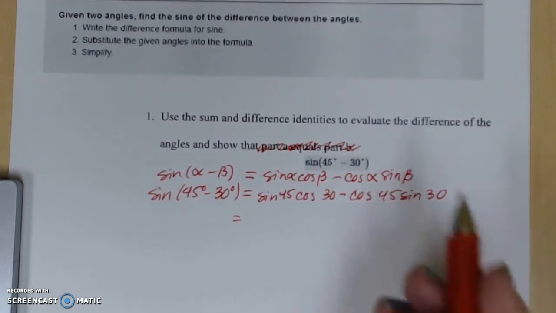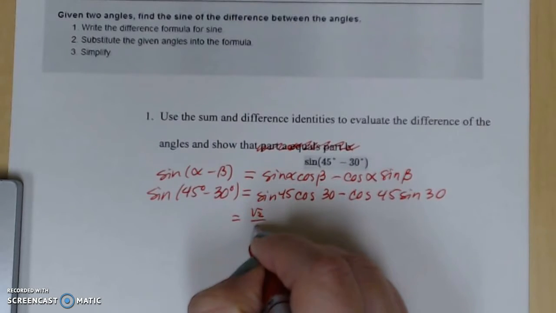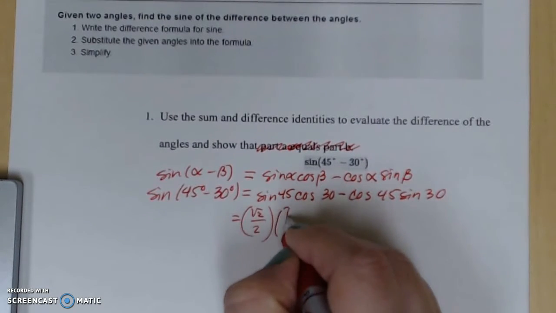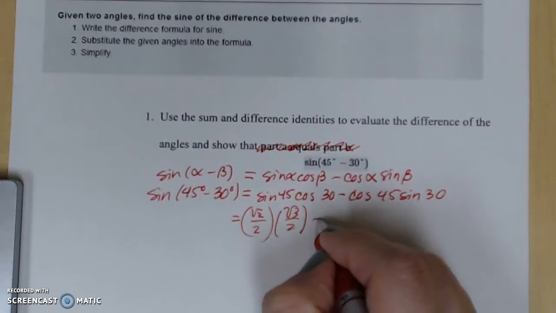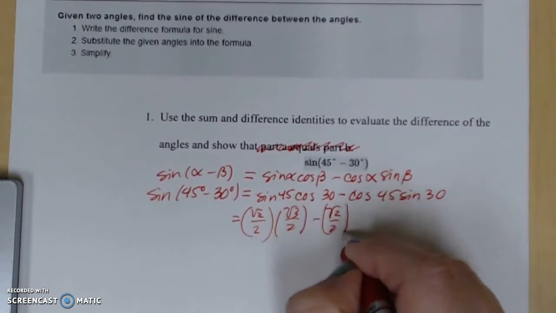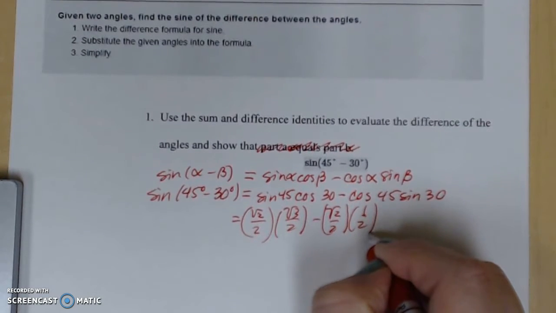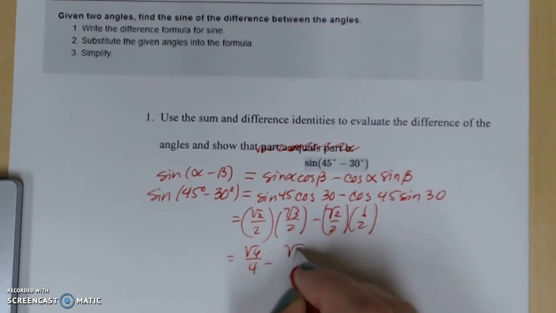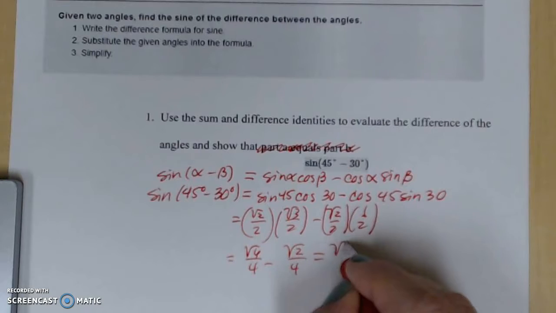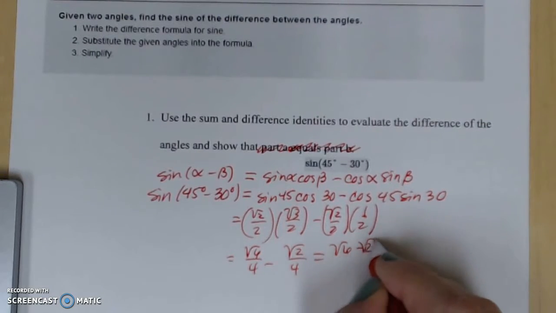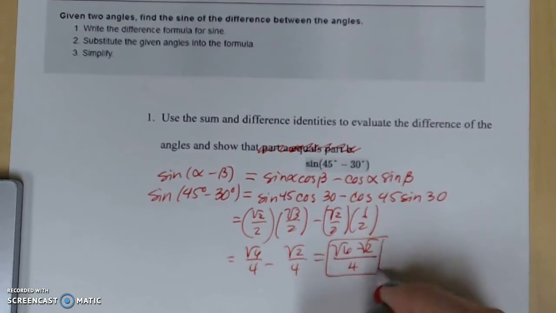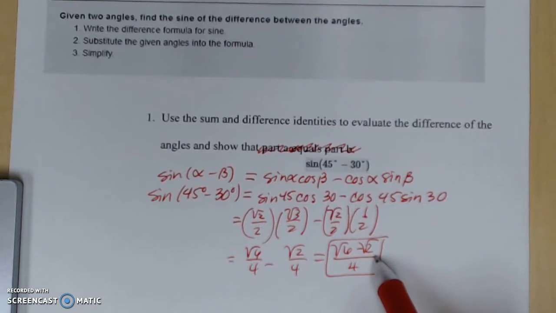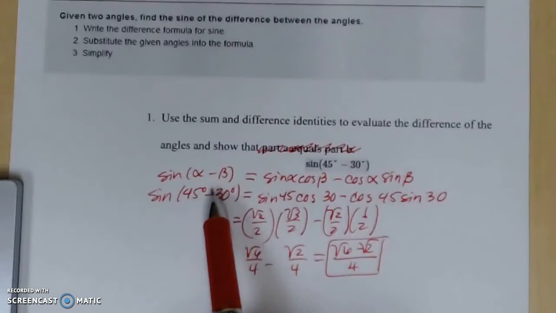And so this would give me square root of 2 over 2 times square root of 3 over 2 minus square root of 2 over 2 times a half. Simplify that up, square root of 6 over 4 minus square root of 2 over 4. So square root of 6 minus square root of 2 all over 4. So you can see these steps are very similar. I just had to identify my alpha and beta to get me going.